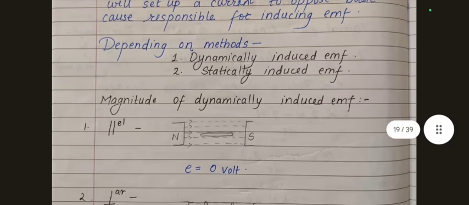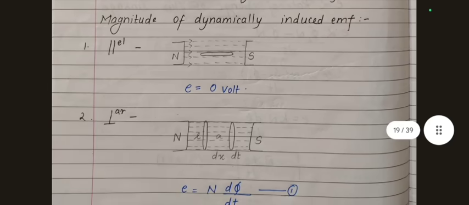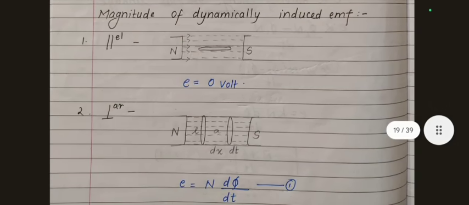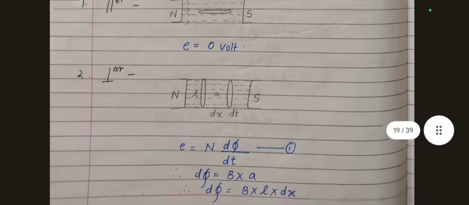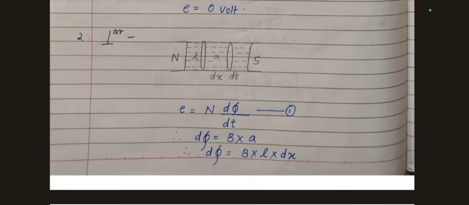Now depending on the method, induced EMF is classified into two, that is dynamically induced EMF and statically induced EMF. This is a new topic. The difference in both of these, the similarities and differences, I have kept further. So for the time, just remember there are two methods, dynamically induced EMF and statically induced EMF. Here the magnitude of dynamically induced EMF is found like this: two magnets are there, north and south, in between flux lines are there and a conductor is kept. If it is parallel, there is 0 volt, perpendicular, then E is equal to n d phi by dt as it is there.